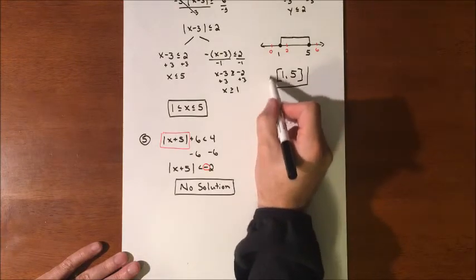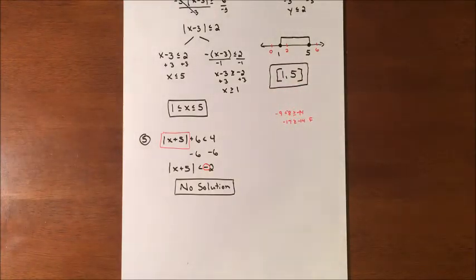And then this was our interval notation on that last one. So that is solving absolute value inequalities involving less thans.